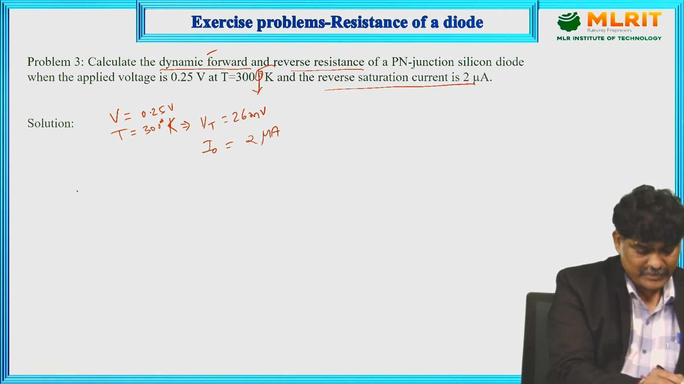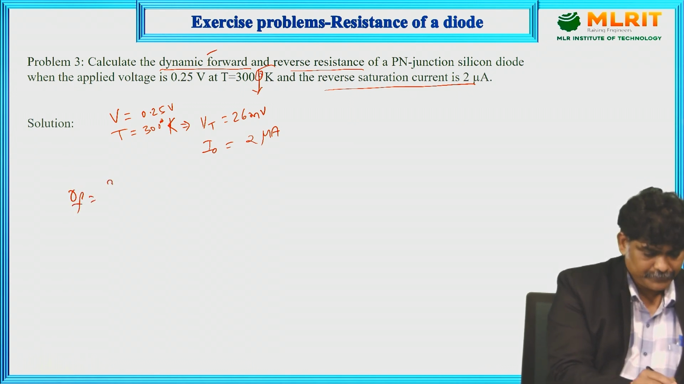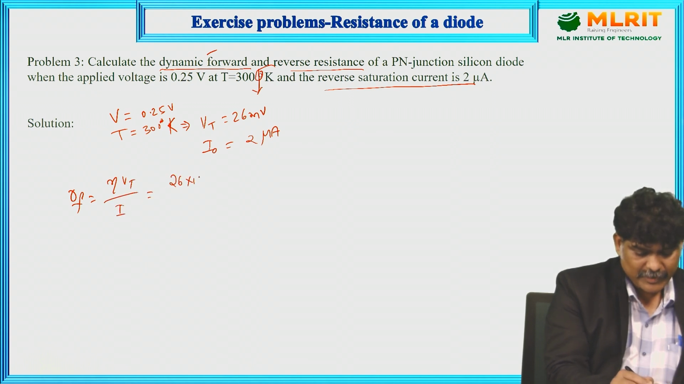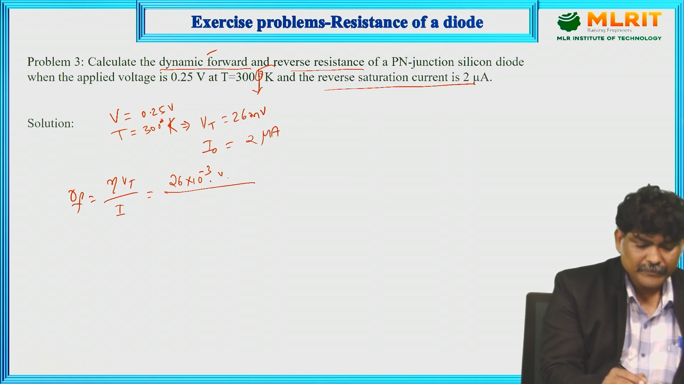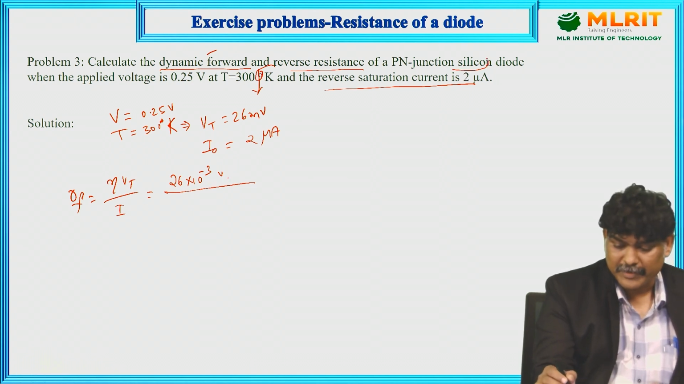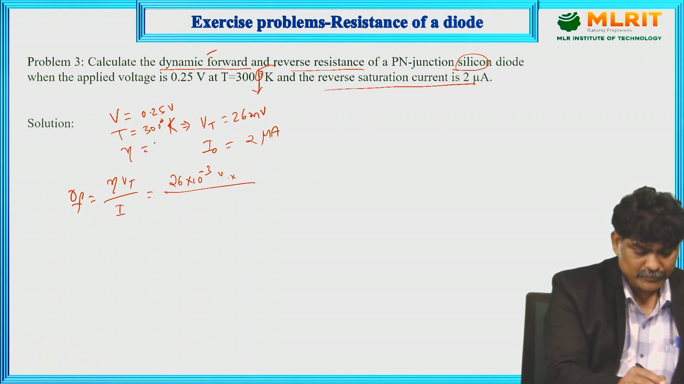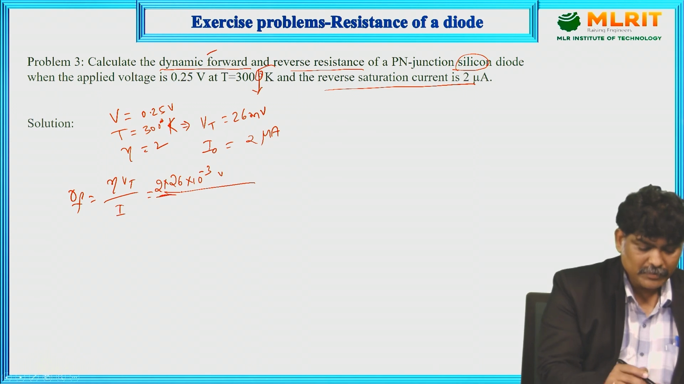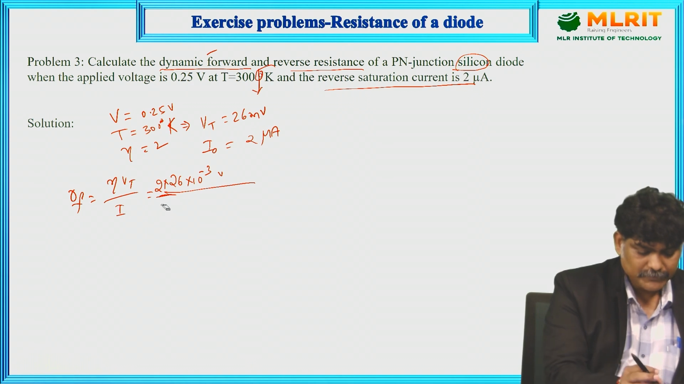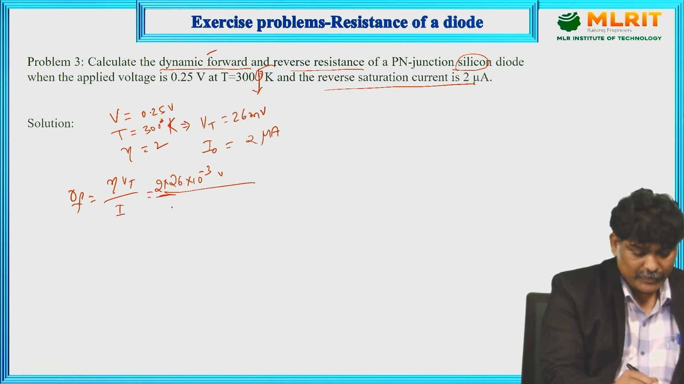What is the dynamic forward resistance? Rf is equal to eta Vt by I. That is equal to eta into Vt, where Vt value is 26 millivolts, that is 26 into 10 power minus 3 volts. What kind of semiconductor is silicon? Silicon means eta value is 2. So it is 2 into 26 upon I, which is equal to I naught. What is the value of I naught? I naught value is given as 2 microamperes.